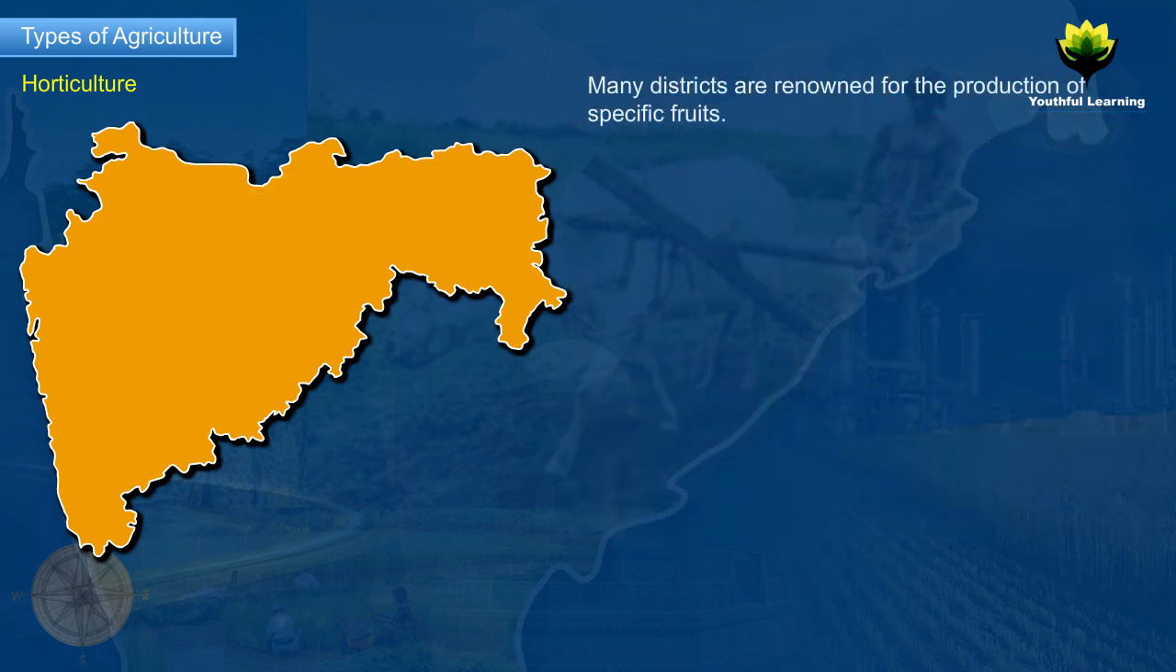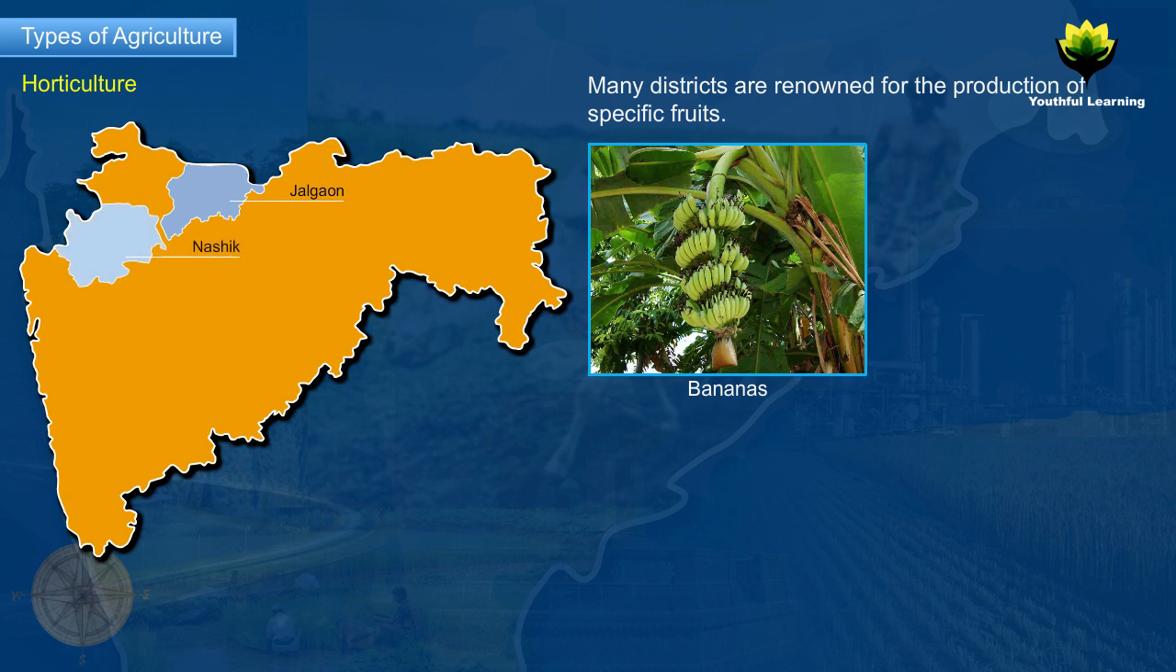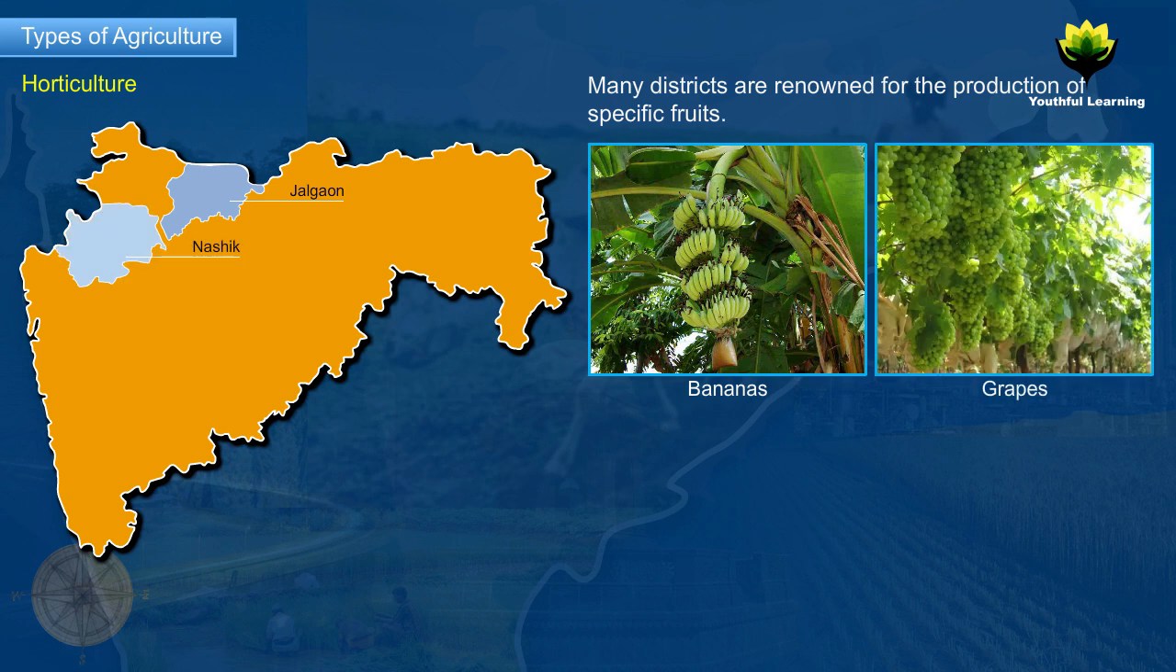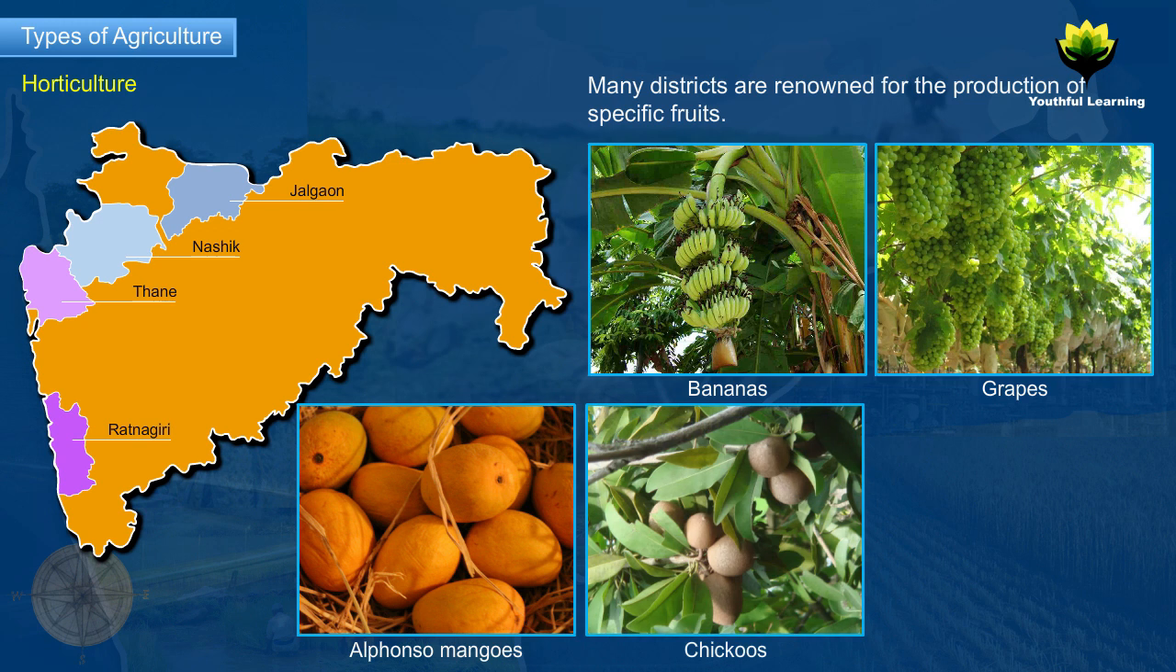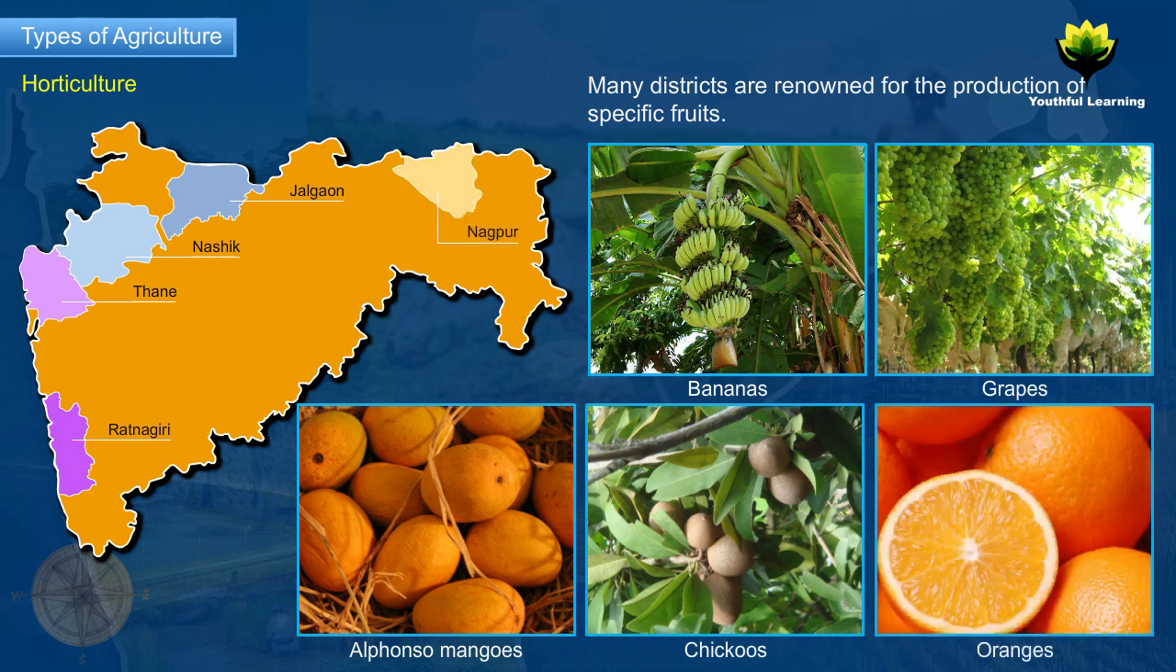Many districts are renowned for the production of specific fruits, such as Jalgaon is famous for its bananas. Nasik is known for its grapes. Ratnagiri is renowned for Alfonso mangoes. Thane is famous for chikus, while Nagpur is well known for its oranges. Let us now look at the main crops grown in Maharashtra.